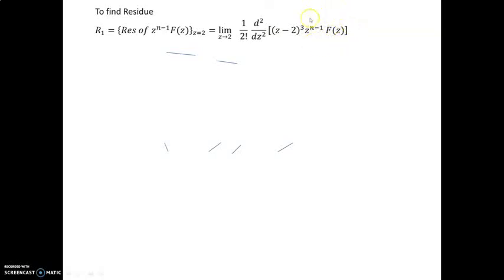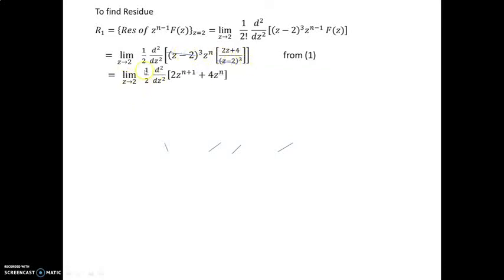From equation 1, substituting the value of z^(n-1) f(z), we get z^n into (2z+4) by (z-2) the whole cube. So (z-2) the whole cube is a common term, cancel it, we get limit z tends to 2, 1 by 2 d squared by dz squared. Multiplying these two terms, we get 2 into z^(n+1) plus 4 into z^n. Before applying the limit, differentiate these terms twice.